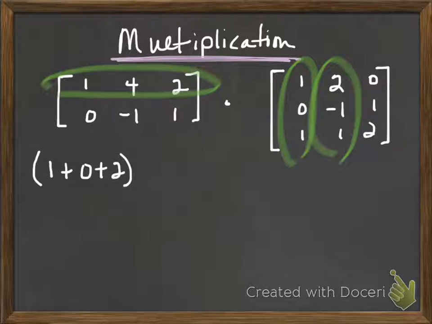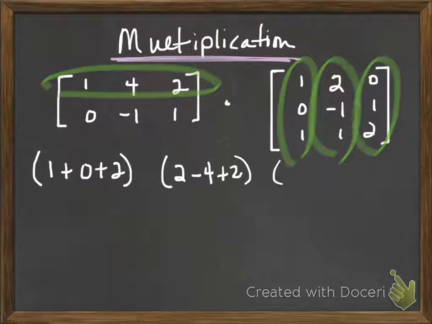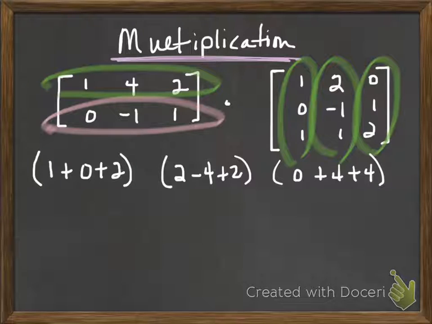Then we're going to go to the second column. First row times second column is going to give us 2, -4, +2. And then first row times the third column is going to give us 0, +4, and +4. Everything that I have written comes from multiplying by the first row. Now you're going to go second row. When you're multiplying by the second row, you're going to write all your answers in the second row.